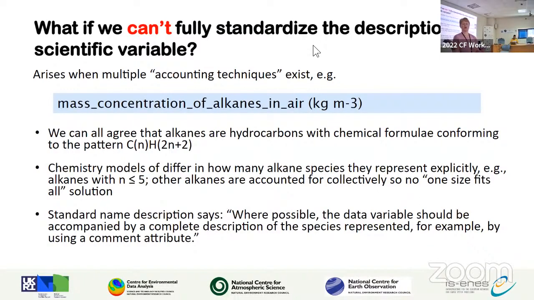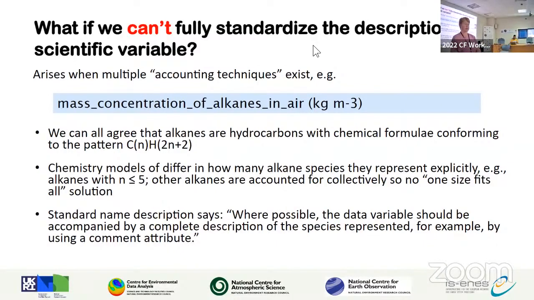The example here is mass concentration of alkanes in air. Everybody knows what an alkane is, so it has a particular chemical formula, CnH2n+2. That's fine, that's an alkane, but apparently, so I'm told, different modeling groups represent different numbers of these compounds when they run their chemistry models and so on.